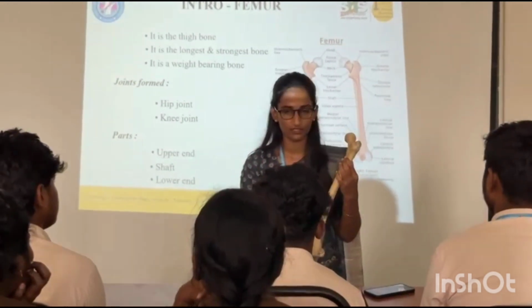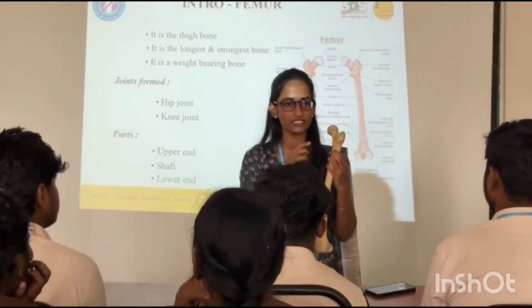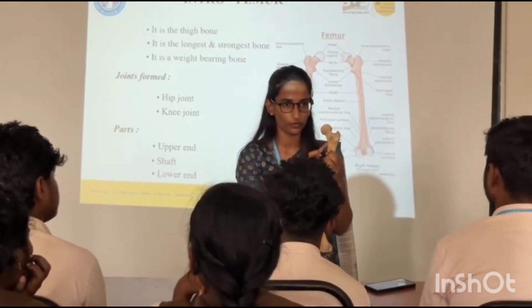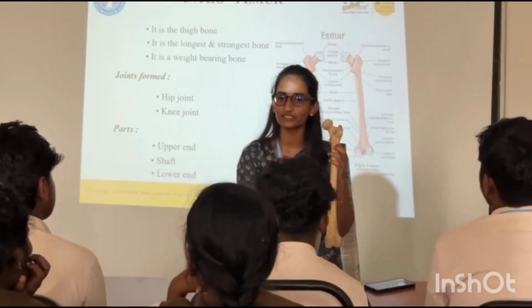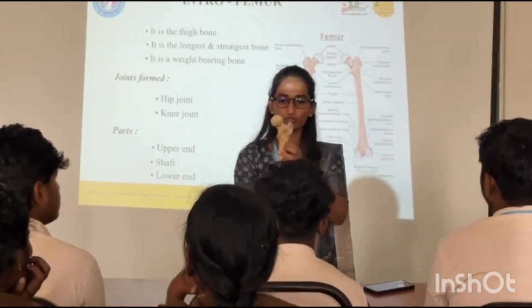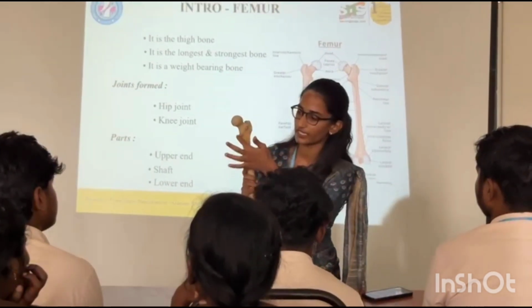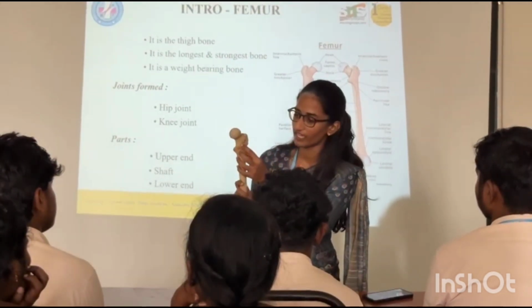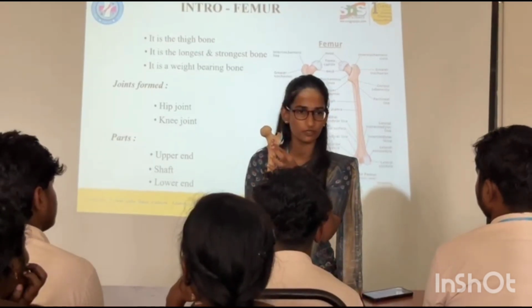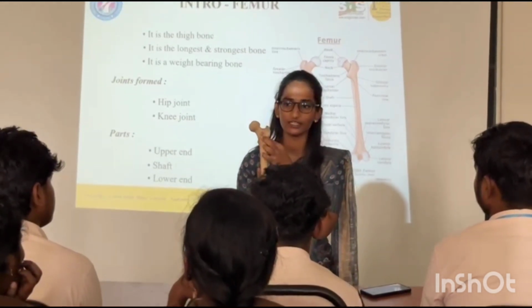On the anterior surface, we have a line that divides the greater and lesser trochanter. This line is called the intertrochanteric line. Here you can see this is the greater trochanter and lesser trochanter, and in between we have a line. This one is called the intertrochanteric line.